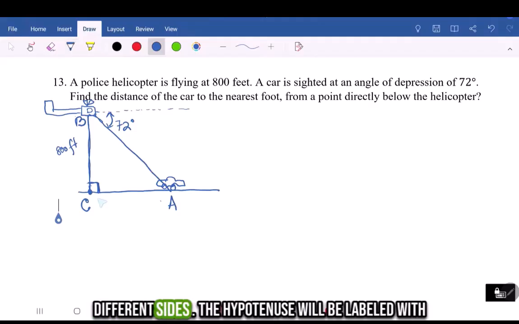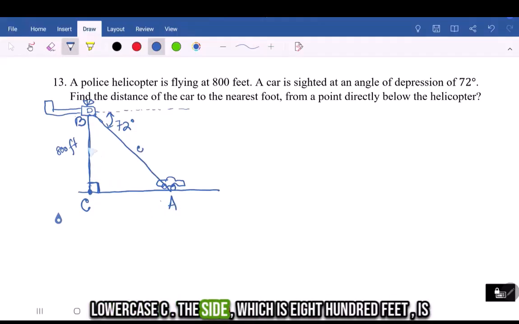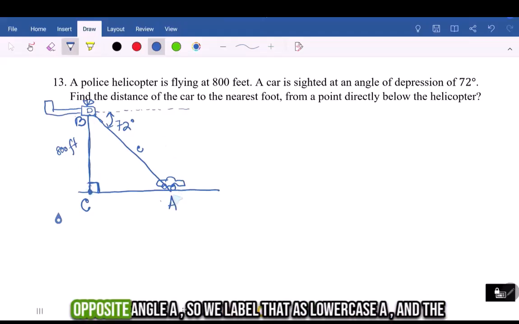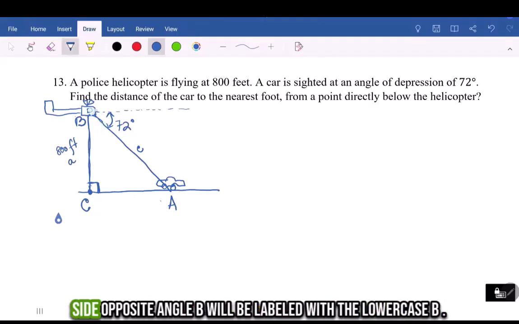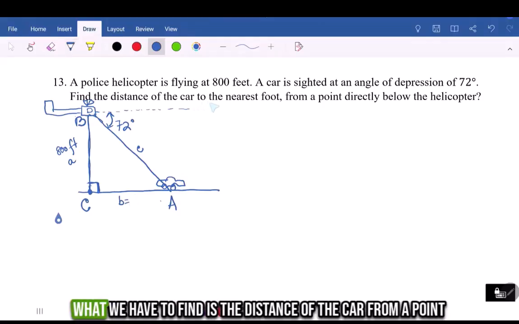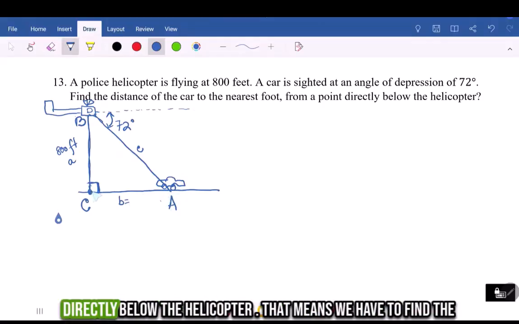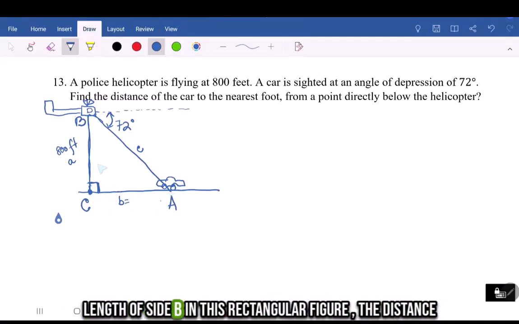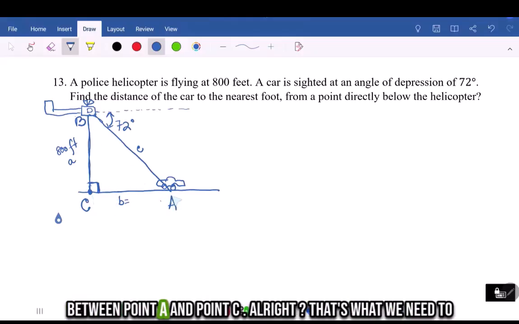Let's label the different sides. The hypotenuse will be labeled with lowercase c. The side, which is 800 feet, is opposite angle A. So we label that as lowercase a. And the side opposite angle B will be labeled with the lowercase b. What we have to find is the distance of the car from a point directly below the helicopter. That means we have to find the length of side b in this right triangle, the distance between point A and point C. All right, that's what we need to find.